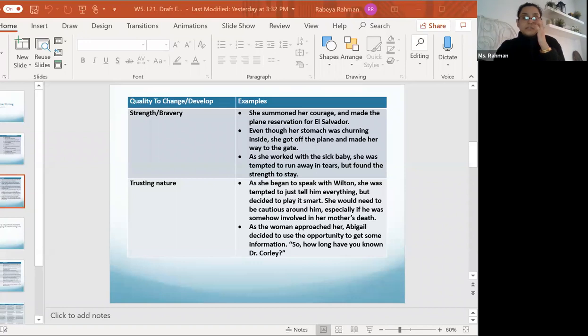So at the end of the 8 minutes, I'm going to ask one person to volunteer to share an example of a trait that they changed and an example of how that was shown.